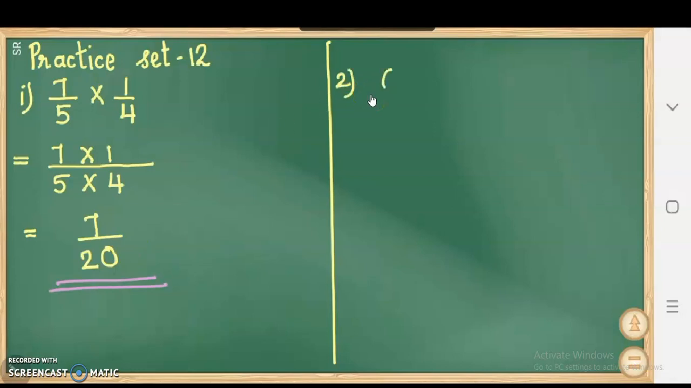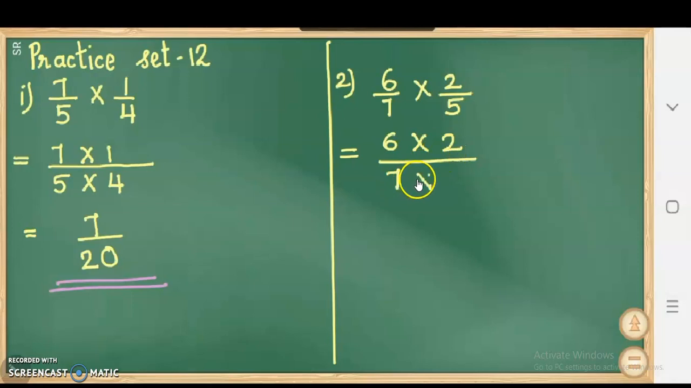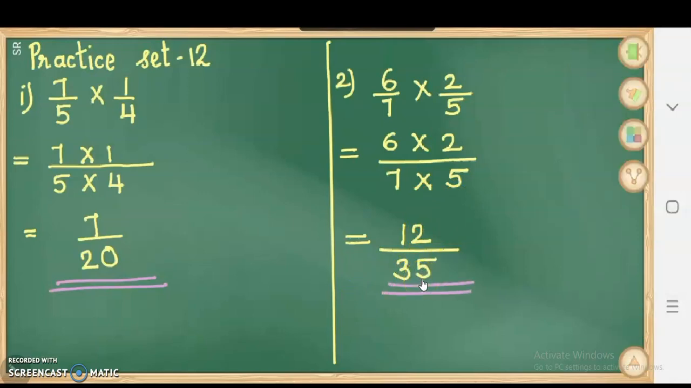Let's go to the second example. We'll take 6 upon 7 multiplied by 2 upon 5. So again, draw a common fraction bar. 6 multiplied by 2, 7 multiplied by 5. So multiply numerator into numerator. 6 2s are 12 upon 7 5s are 35. So that is your answer.